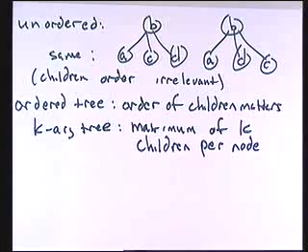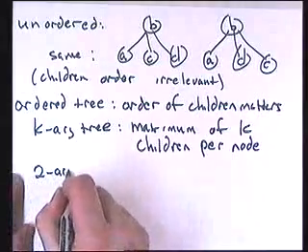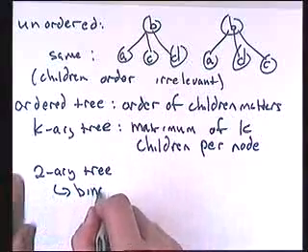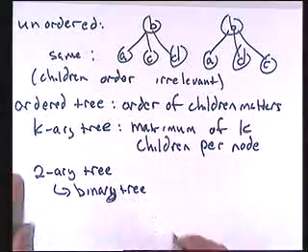So in a 3-ary tree, no node can have more than 3 children. In a 6-ary tree, no node can have more than 6 children, and so on. And the most common version of that is going to be a 2-ary tree, which is far more commonly called a binary tree. And that's what we're dealing with almost exclusively for the next bunch of lectures.